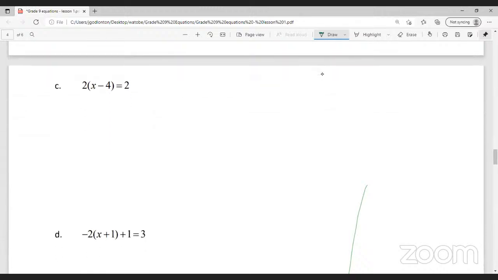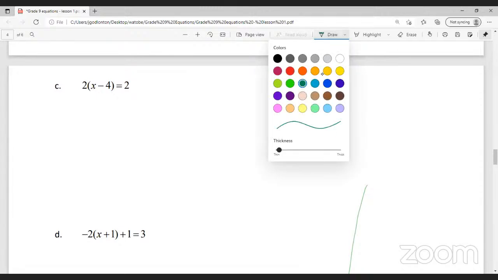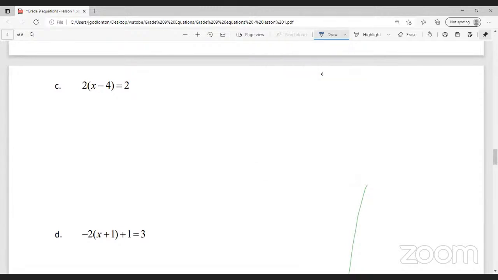Okay, now in C and D, we're bringing in distribution. So I'm going to help you with C, and then I'm going to let you do D by yourselves. So distribution means we have to multiply this 2 into that bracket. So 2 times x is going to give me my 2x, and 2 times negative 4 is going to give me negative 8, and that's going to equal 2. And now we have just a normal linear equation.